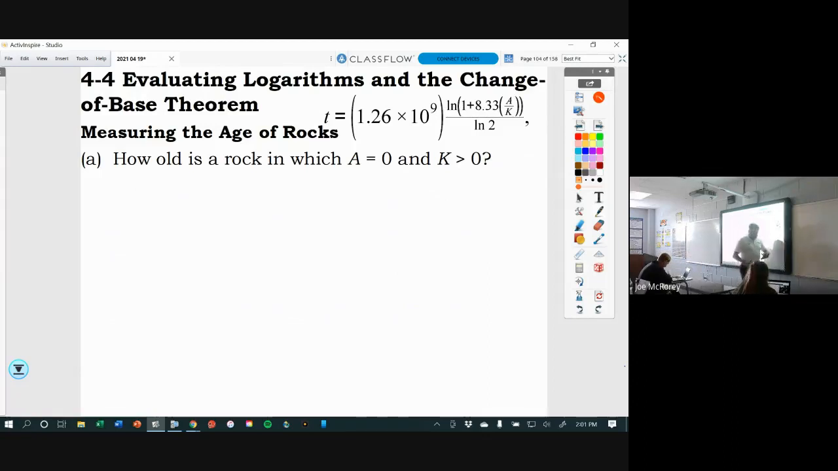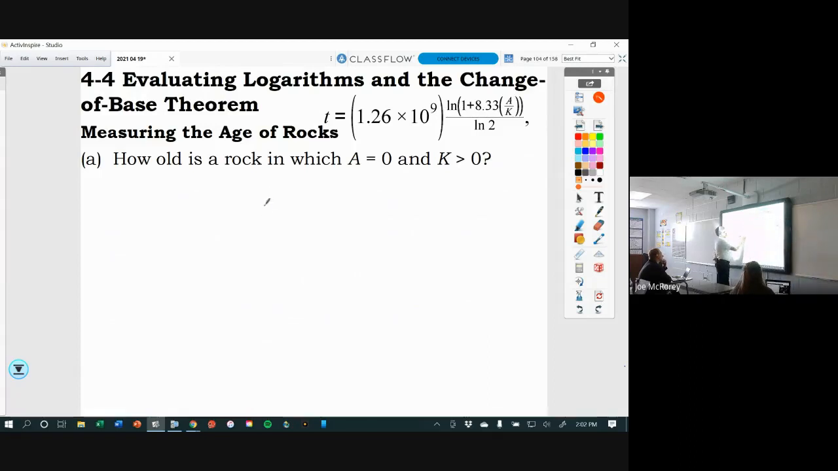What is the value of A? A is 0. 0 is divided by some positive number. What do you get? 0. What's 8.33 times 0? 0. So all we have is 1, natural log of 1.